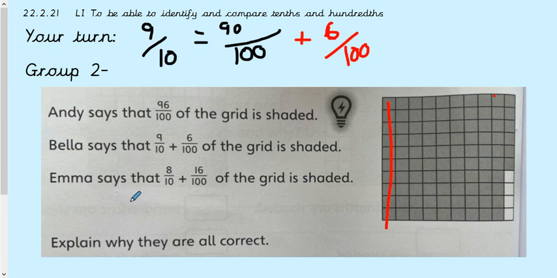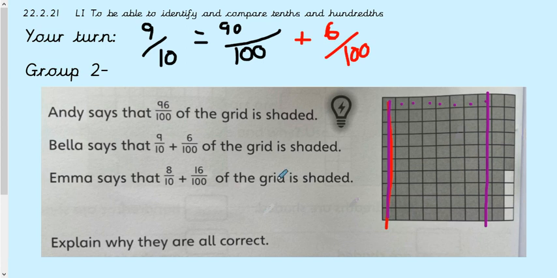And then Emma says that 8 tenths add 16 hundredths of the grid is shaded. So she has partitioned it as well. So again, she's counted them as tenths, or she's added them as hundredths and then simplified it down. And actually, if you had 8 tenths, that would be 1, 2, 3, 4, 5, 6, 7, 8. So all of this would be 8 tenths because each row is a tenth. So 8 tenths. And then if you count from there how many hundredths there are individually, it would be 16 because you have 10 hundredths add 6, which is 16.